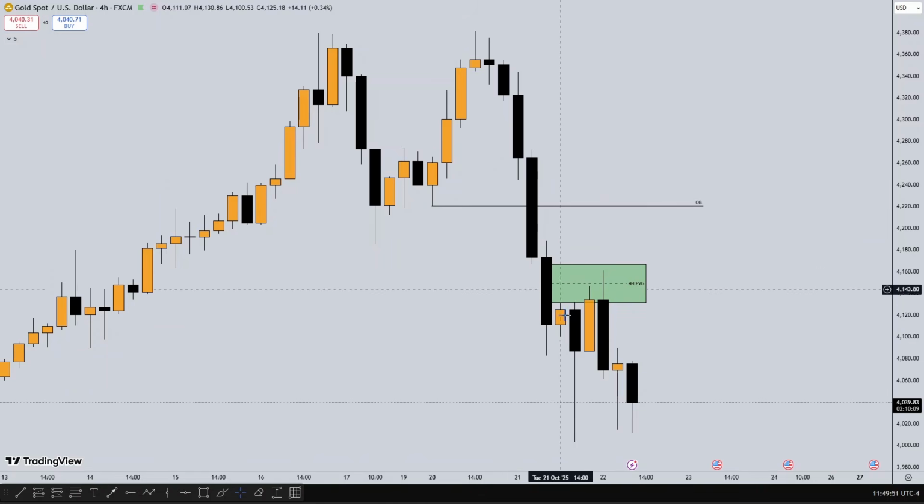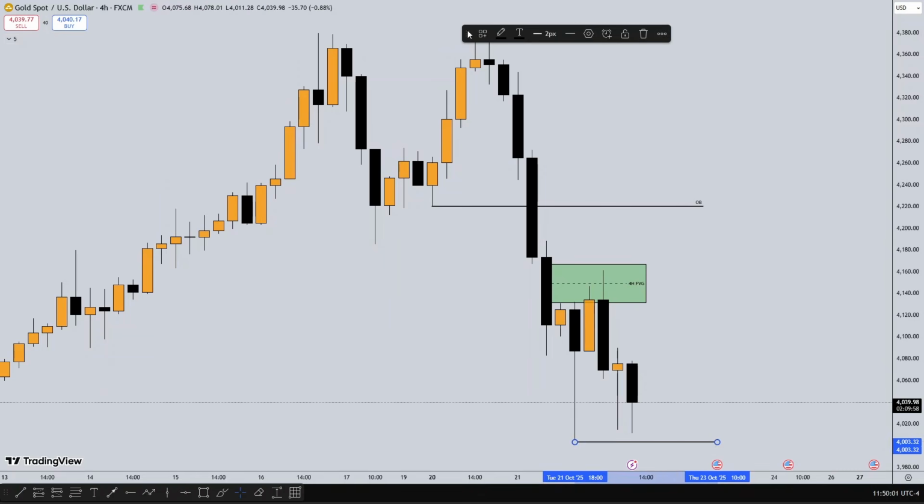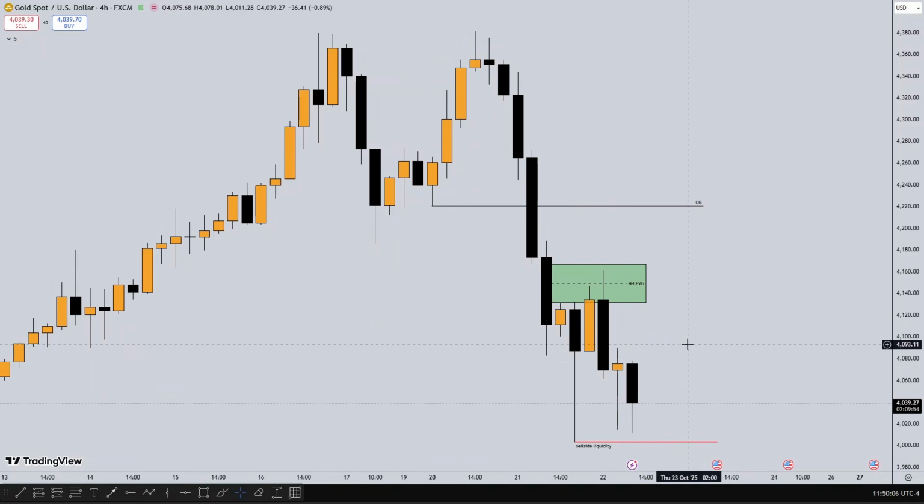Now we already know our bias. We know where we're looking for price to trade. So we're looking for price to run the sell side liquidity, and we are anticipating lower prices as soon as price trades to the point of interest. And our next draw on liquidity is to see price take out the sell side liquidity. Now, in this example, price hasn't taken out the sell side liquidity.